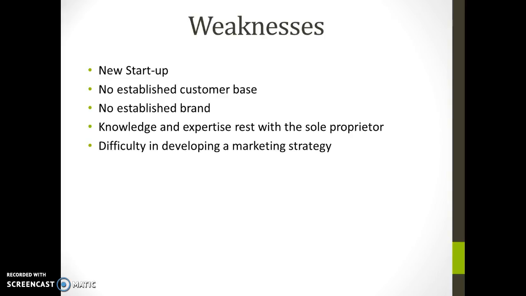Weaknesses. It is a new startup. There are no established customer bases for the consulting business. There's no established brand, so it wouldn't be recognized in the real estate development world. The knowledge and expertise would rest with the sole proprietor, so if something happened there, there's nobody to step in and take over the business.